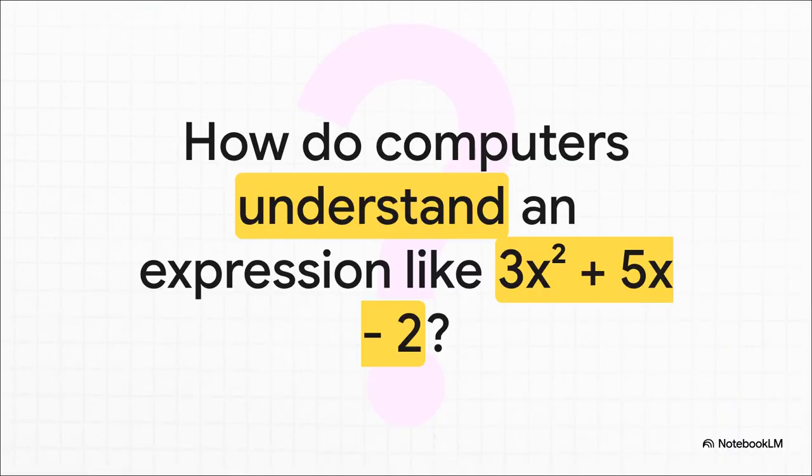So let's take a familiar expression, something like 3x squared plus 5x minus 2. For you and me, that's a straightforward piece of math. But for a computer, that's really just a string of characters. It doesn't see the concepts. So how in the world do we translate that abstract idea into something a machine can actually compute with?